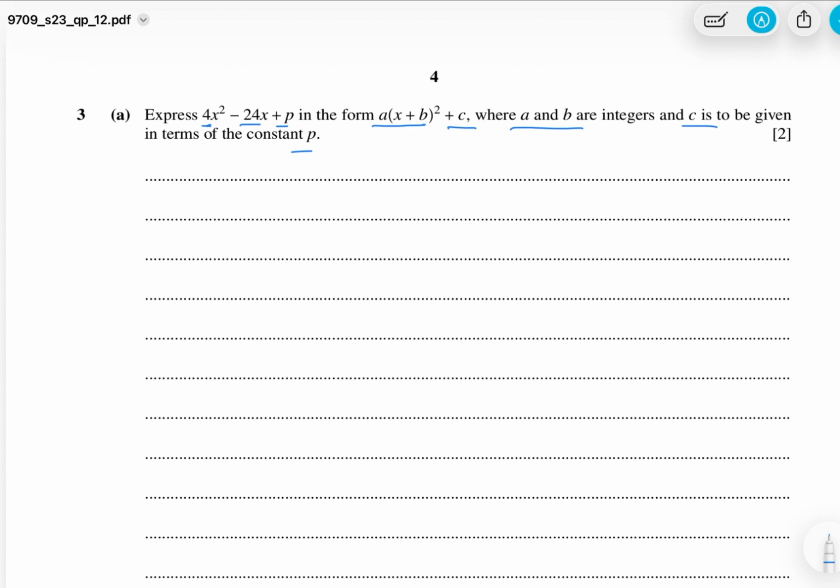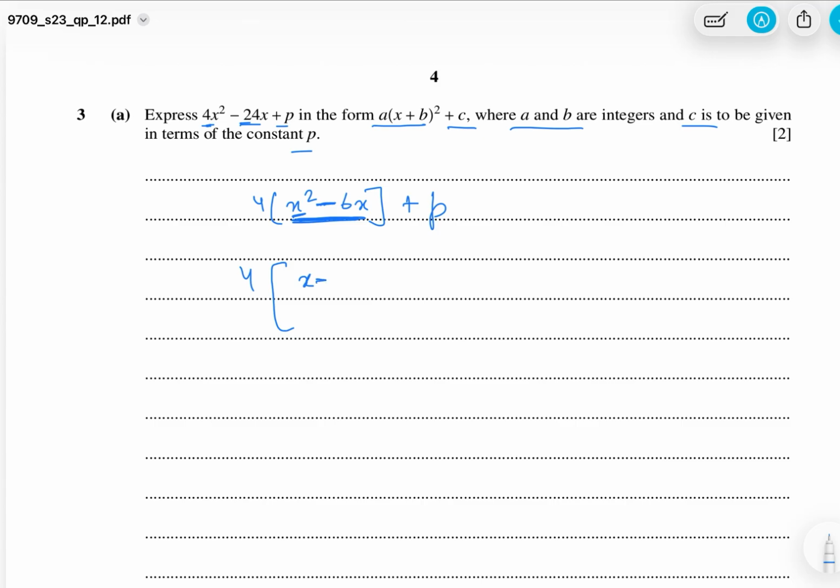Listen very carefully. It is so simple. If you do it carefully, we can take 4 common from these two. So we will get x² − 6x + p. Now put this in completed square form. How can I do so? Simple. Put (x − ) over here. Yes or no? Tell me.